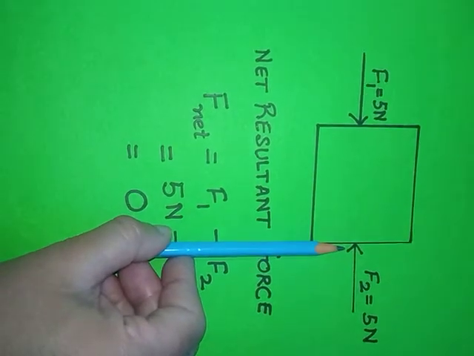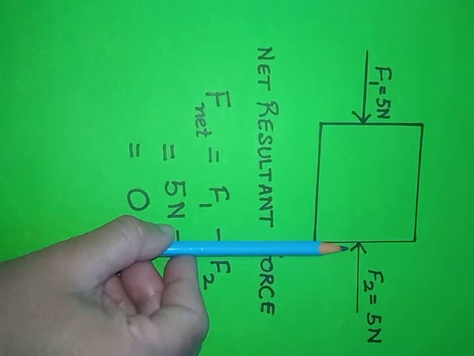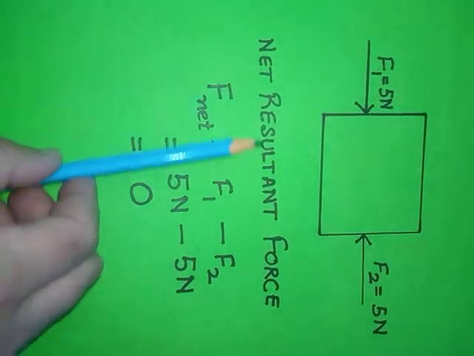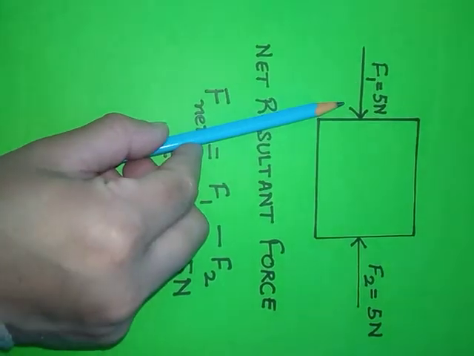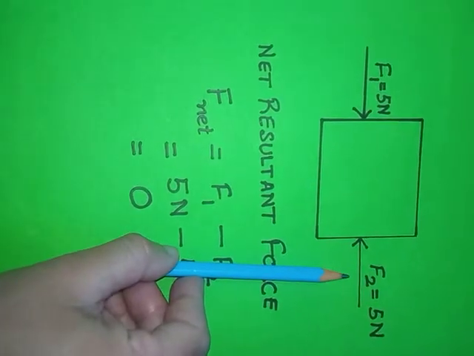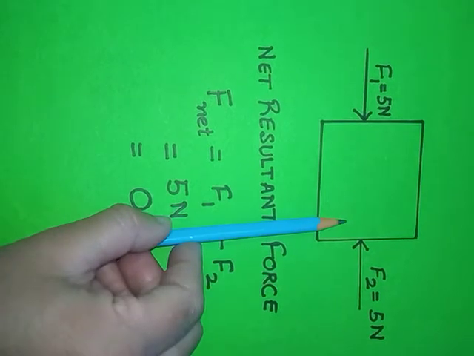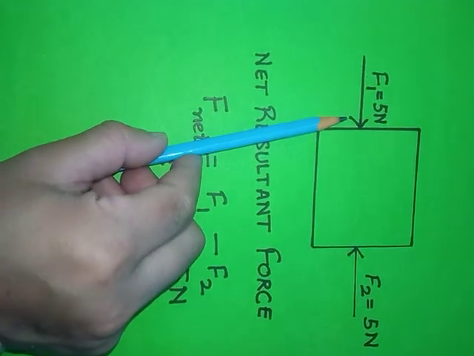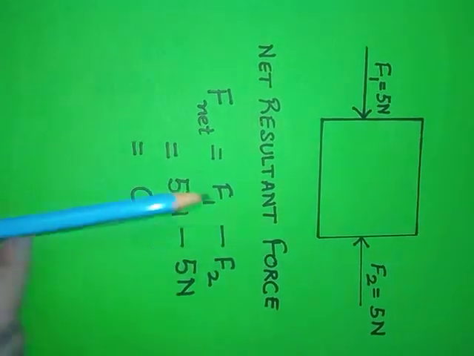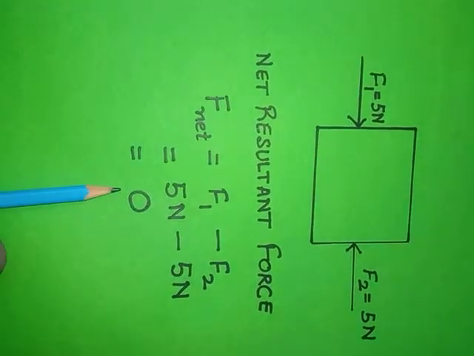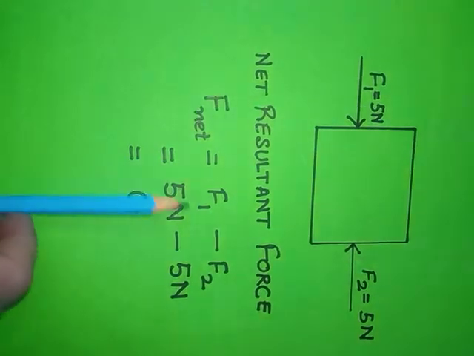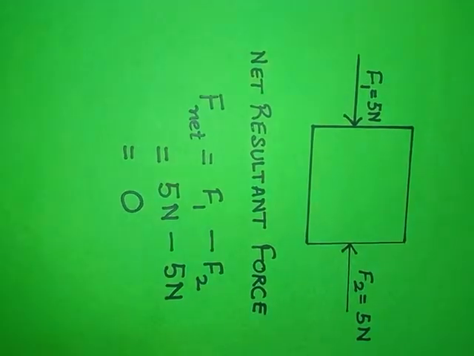Now we can easily calculate what will be the net resultant force. The net resultant force will be F1 minus F2. Why minus F2? Because F2 is in opposite direction and it is going to cancel the effect of F1. So F1 minus F2, substituting values, we get 0. It means the net resultant force is 0.